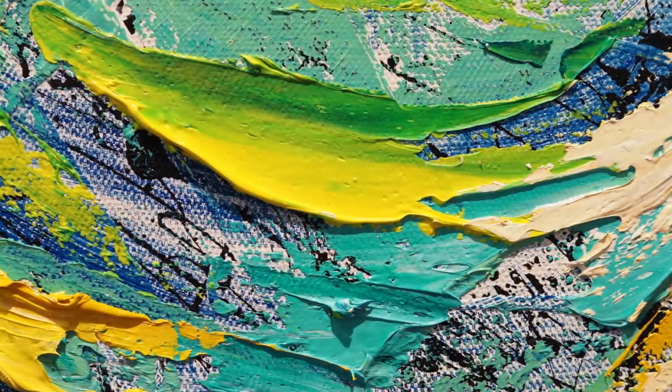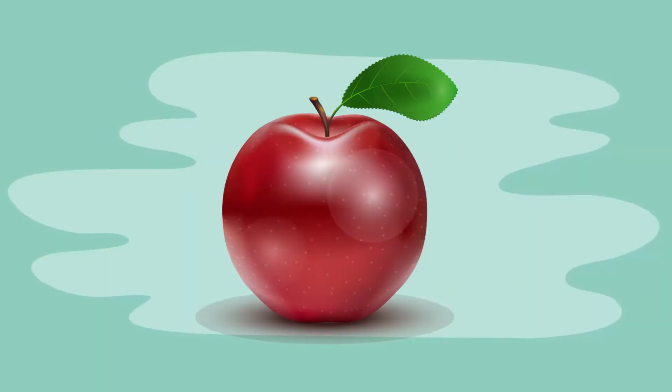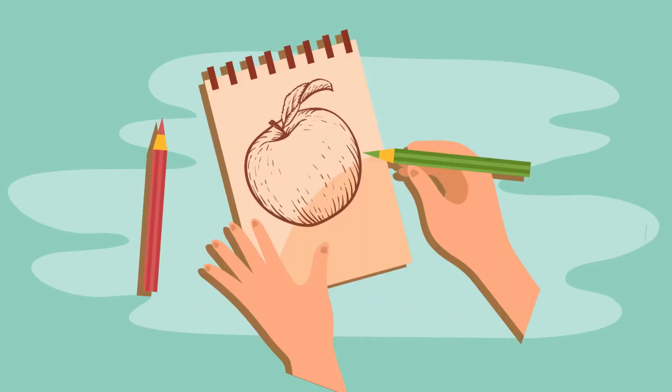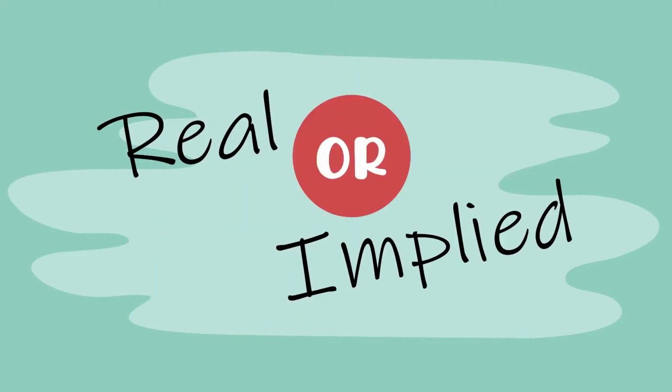Texture is the feel of a surface. Now, often in art, when we draw or paint, we are taking a 3D object and making it 2D. So we need to create the illusion of texture. Texture in art can then either be real or implied.